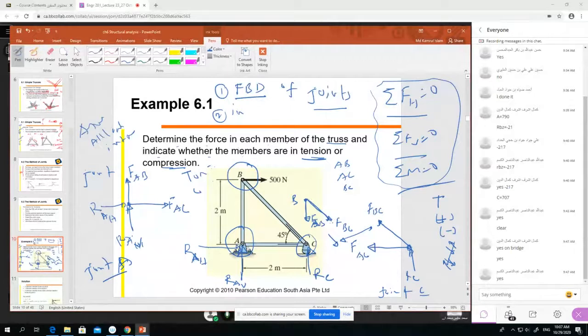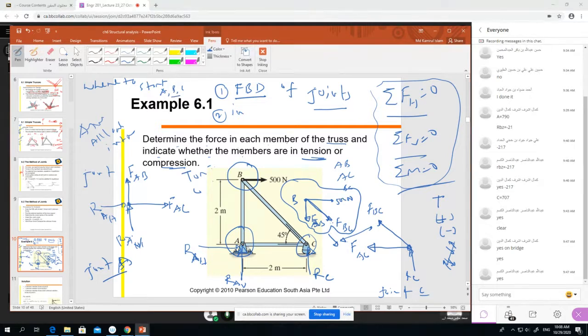Then we have the 500 Newton there, right? 500 Newton. So this is joint B. This is joint B. Now, where to start? We start with joint A or B or C.